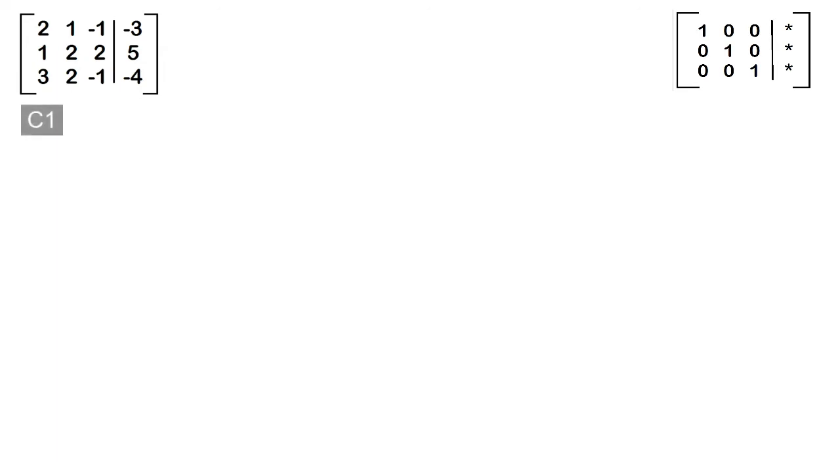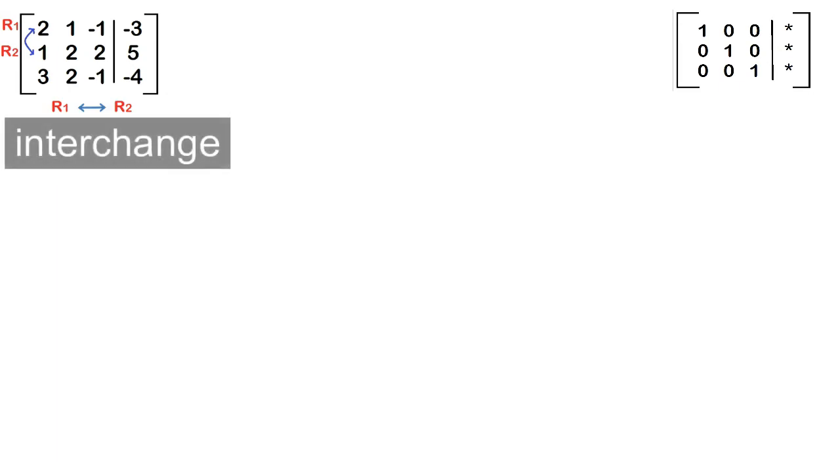Let's start with column 1. Let's transform the numbers in column 1 into 1, 0, 0 using any of the row operations. Interchange row 1 and row 2. Write the statement in symbols as guide. Again, interchange row 1 and row 2.